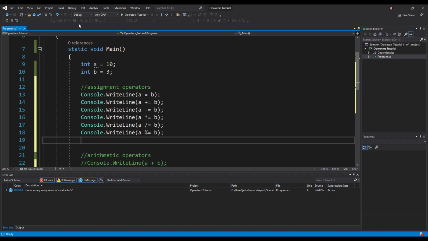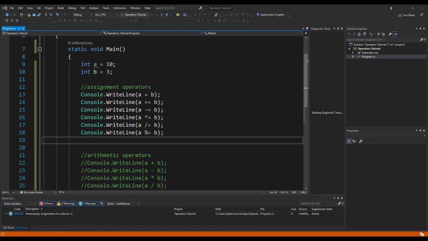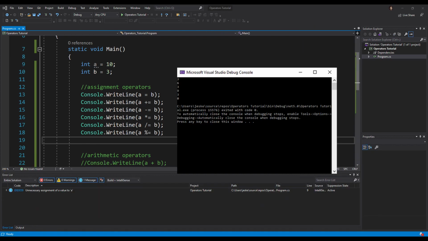Assignment operators allow us to assign values to variables, such as our integers. We are assigning the number 10, or the integer 10, to the variable a. When I run this, what we get here, so we're setting a to equal b. So a was 10, now it equals b, which is 3. So a equals 3.